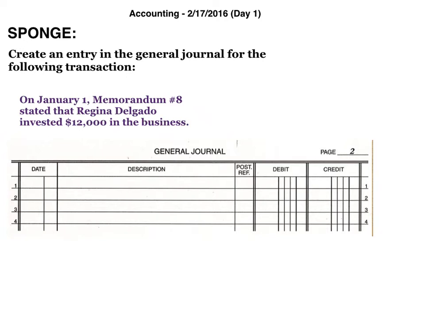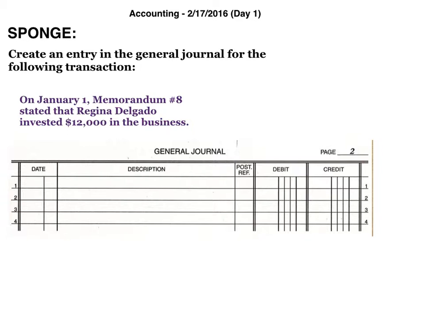Today we're going to continue looking at steps 8 and 9 as we close out the accounting cycle. But before we get started with that, let's just, as a reminder, look at how we create an entry in the general journal. We're going to use the following example. It says on January 1st, memorandum number 8 stated that Regina Delgado invested $12,000 in the business.